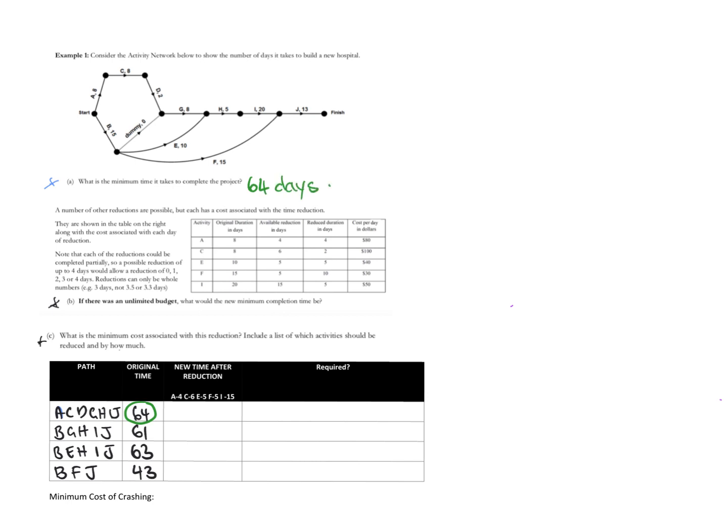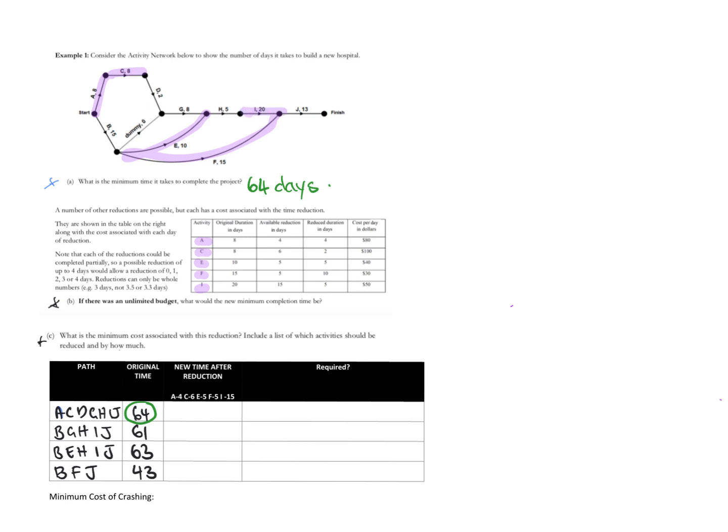Now it says a number of these other reductions are possible, but each has a cost. So we've got a costing table there, so we'll have to be careful. And then it says these are the reductions. So you can reduce these activities. You can highlight them on there if you want, but it doesn't really matter. These are the activities that we can cut.